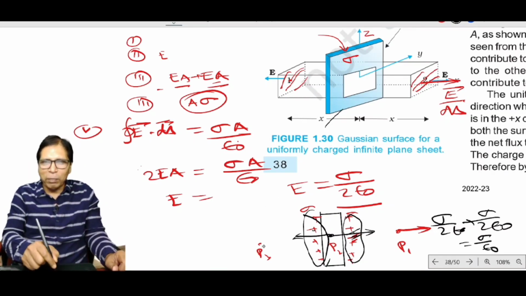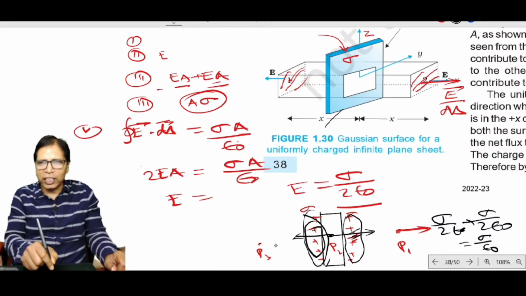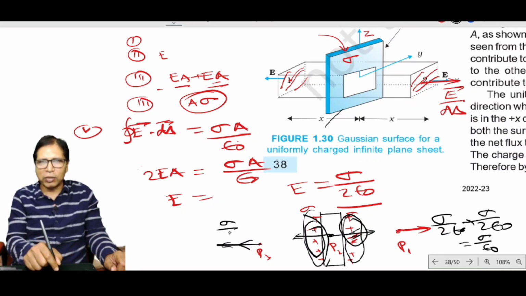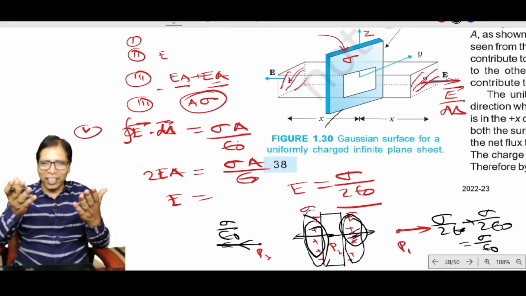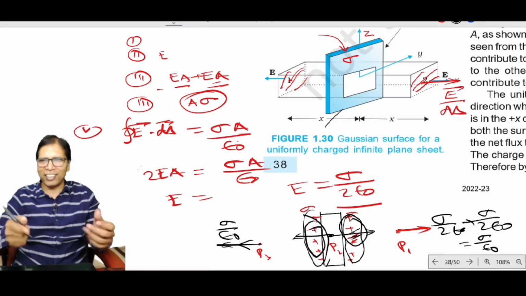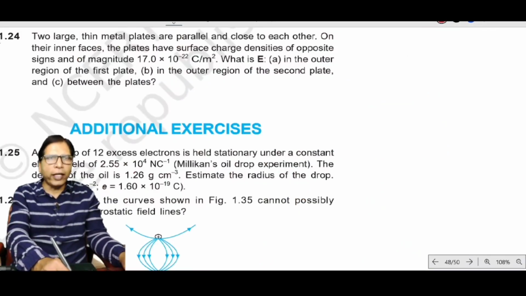Okay, now at P3, look at this, due to this charge it is directed in this direction, and due to this charge it is directed in this direction. So here the intensity becomes sigma by epsilon naught. Okay, now a numerical related to it. Now look at this question number 1.24.